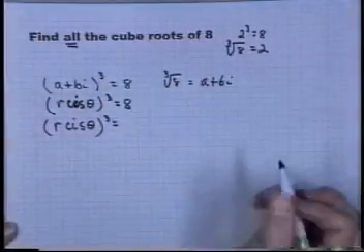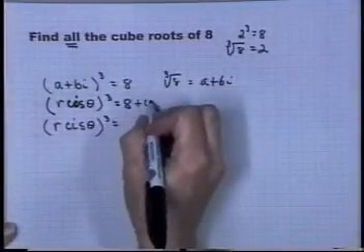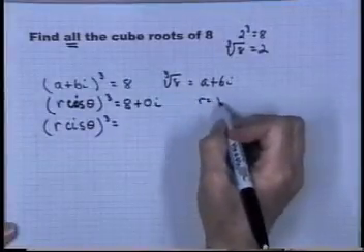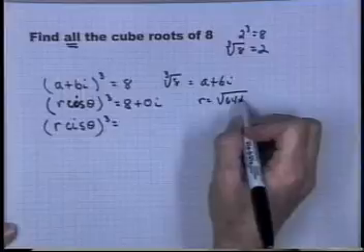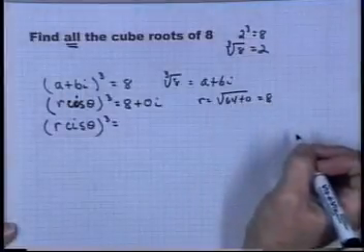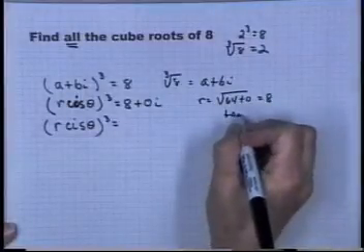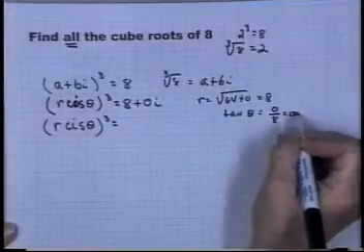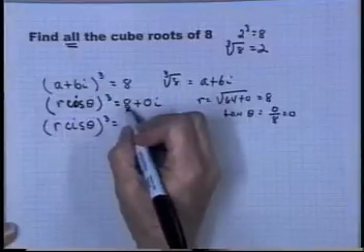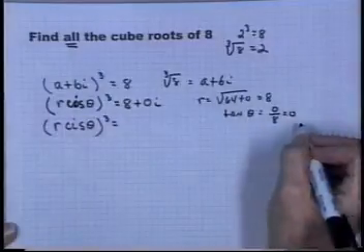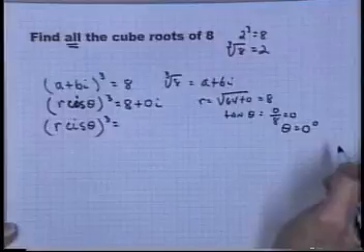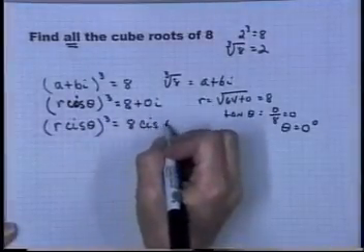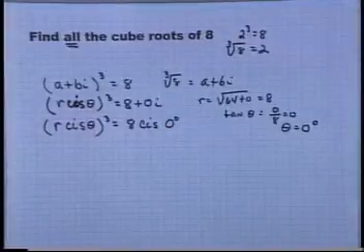Okay? Well, let's see. 8 is the same thing as 8 plus 0i, isn't it? So the r for this would be the square root of 8 squared plus 0 squared, or 8. The tangent of theta is y over x, which is 0. And if you graph the ordered pair 8 and 0, your angle turns out to be 0 degrees. So it's 8 cis 0 degrees.